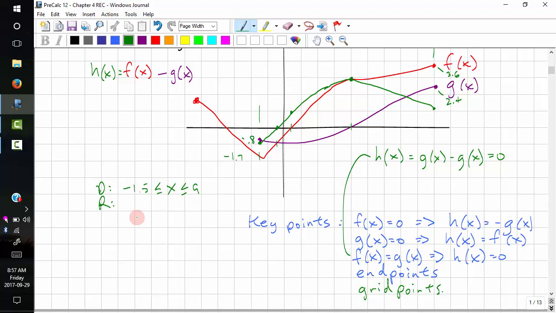We have negative 0.9. And it looks like our maximum is about 2.9. And I don't see any easy grid points. So we're complete.